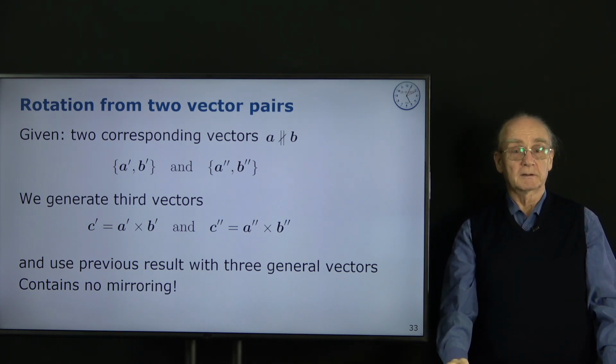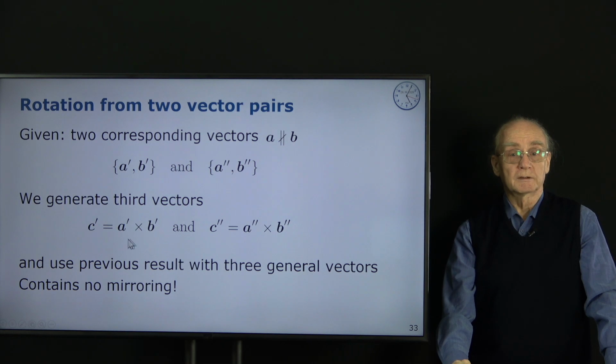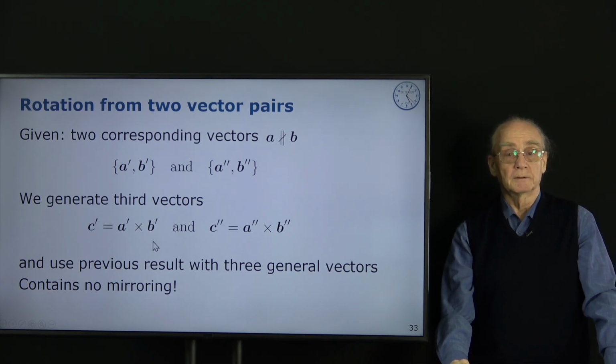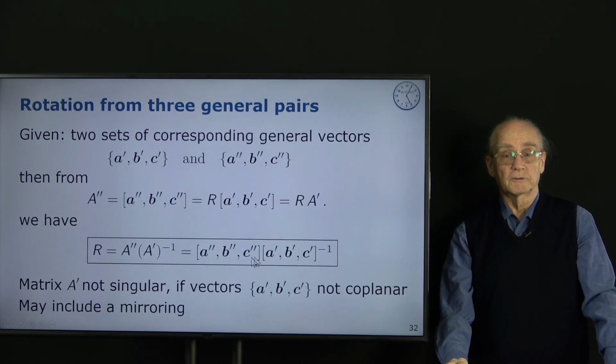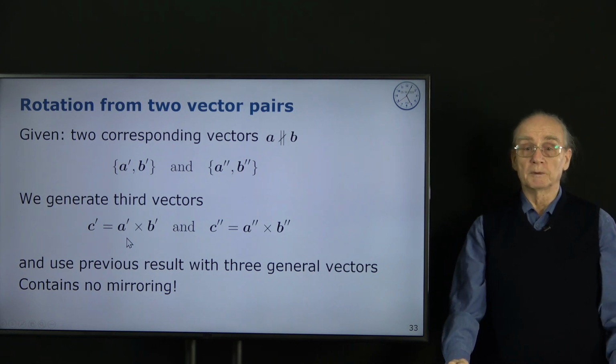So if we take A prime and B prime, and calculate C prime as the cross product of these two, we get three vectors which are not coplanar, and the same for the double prime vectors, and we can use this expression. So this is easy. And of course, because we only started with A and B, and the cross product is taken here in both cases, the result will have no mirroring.